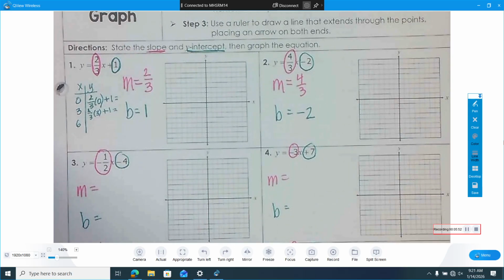All right. Write down the M and write down the B. Cool. And just put a little M underneath and a B underneath. That'd be fine. All right.